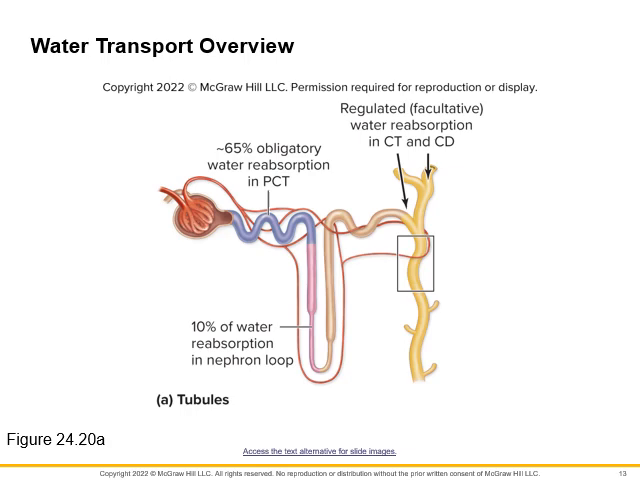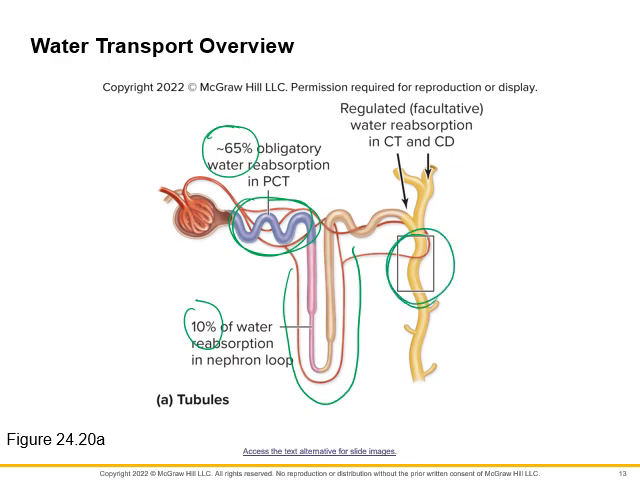We can see in this image, I just thought it was nice to go back and look at the fact that about 65% of water is reabsorbed in the proximal convoluted tubule. We are going to have some reabsorption of water in the nephron loop, and then dependent on hormone function, ADH and aldosterone, we might have more or increased water absorption happening in the collecting tubule or collecting duct.